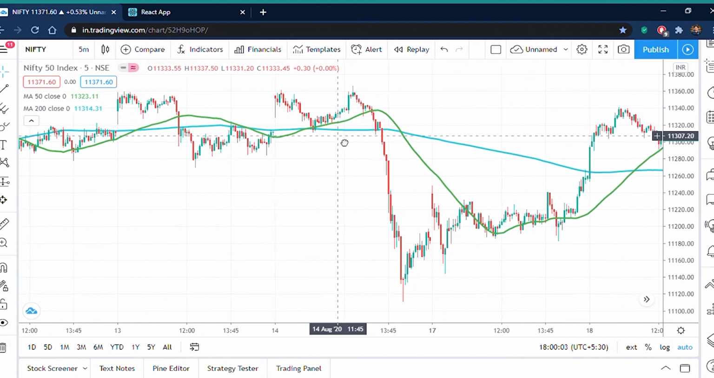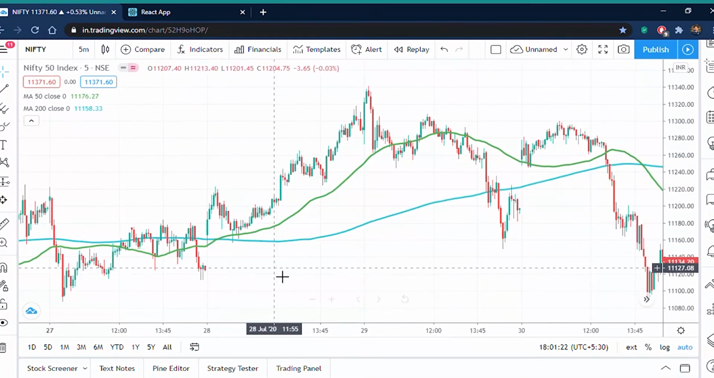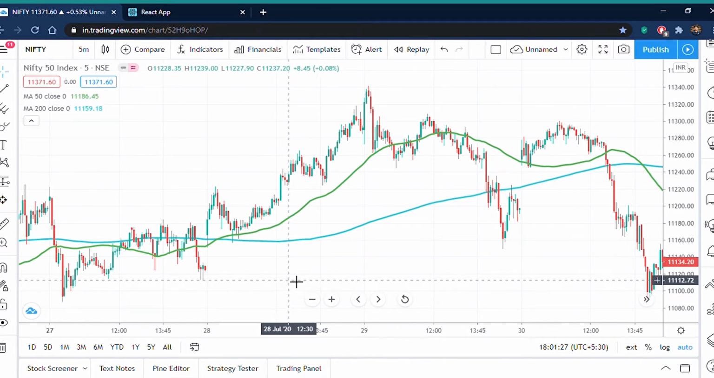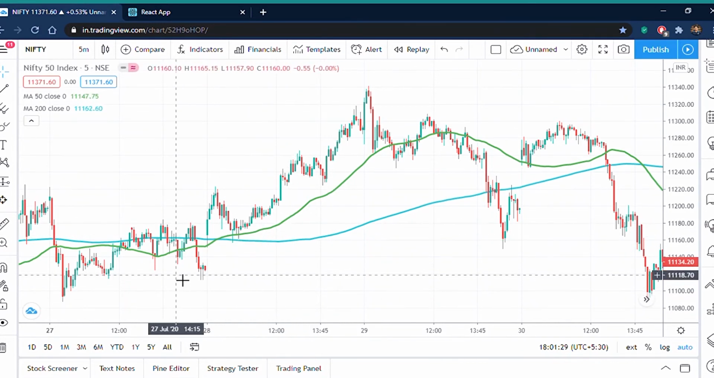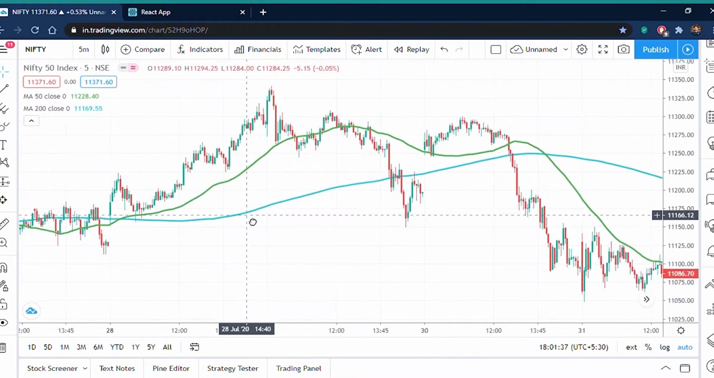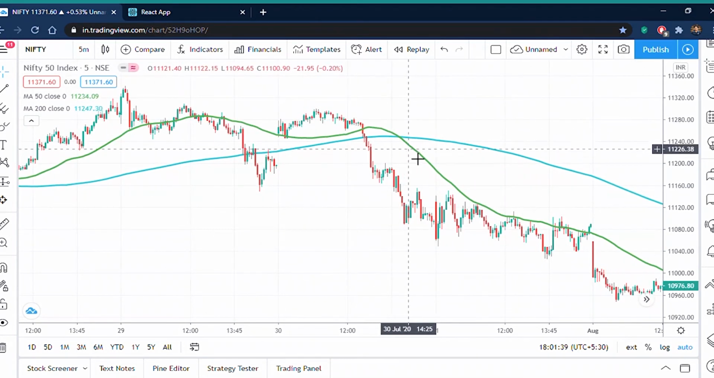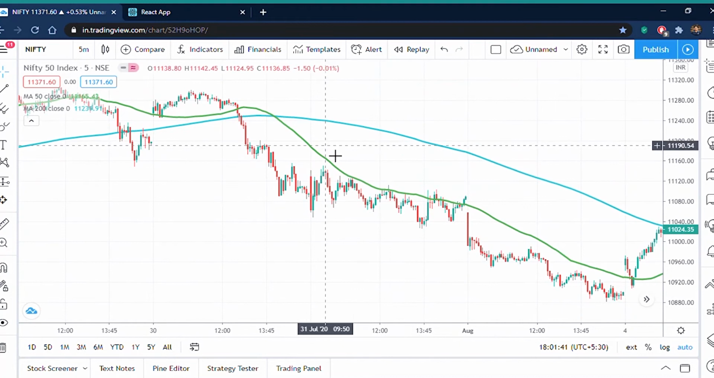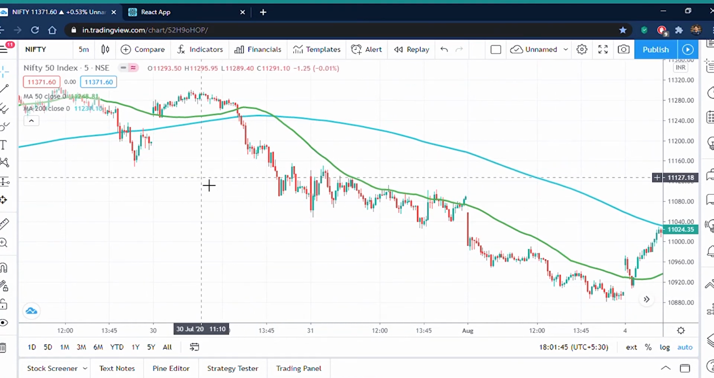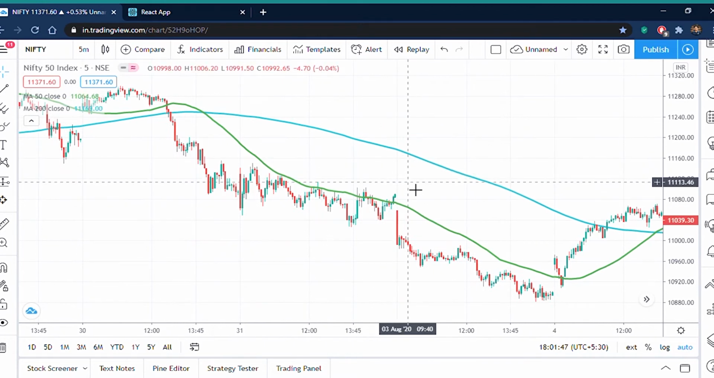So the crossover strategy simply means that whenever the green line crosses the blue line, you can observe a rising trend. This is because the shorter period moving average, that is the green line, is crossing over the 200 period moving average, which is a longer period moving average. Whenever the green line crosses below the blue line, the trend is falling, or a decreasing trend. So this is what the crossover strategy means.